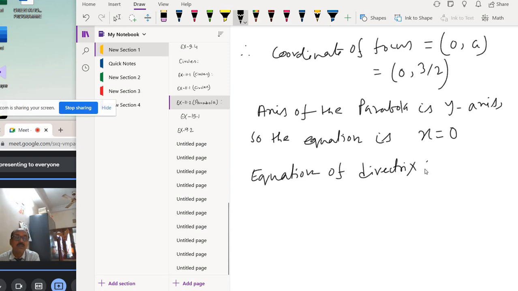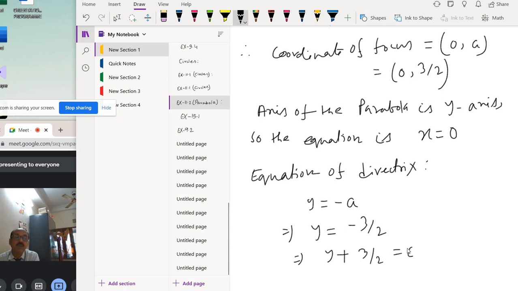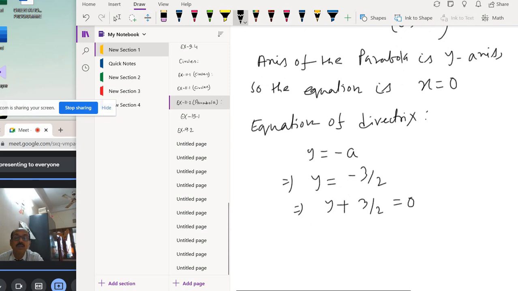The equation of the directrix is y equal to minus a, because the parabola is along the y-axis. So y equal to minus 3 by 2. Then y plus 3 by 2 is equal to 0. Simplify this: 2y plus 3 equal to 0. This is the equation of the directrix.